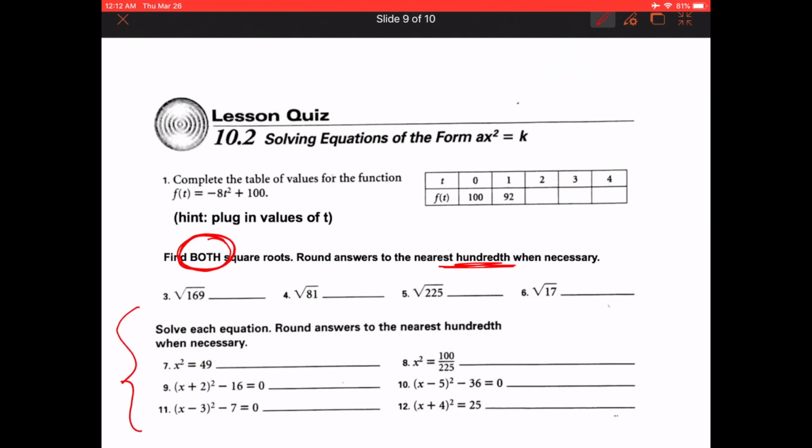And then for this bottom section, 7 through 12, again, solve each equation, round answers. So again, we are looking for both answers. You should have 2 answers for each of these. And if you need to round, rounding to the nearest hundredth, so to 2 decimal places. Okay? Remember, for a complicated problem like number 10, always add or subtract first. Okay, remember that our little x minus 5 is glued together in that parentheses.